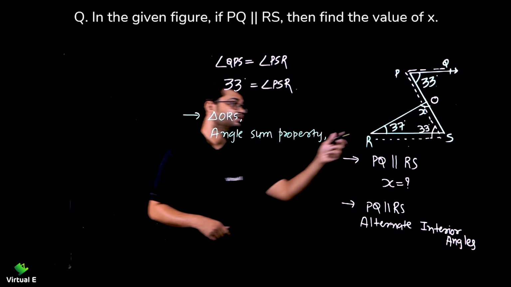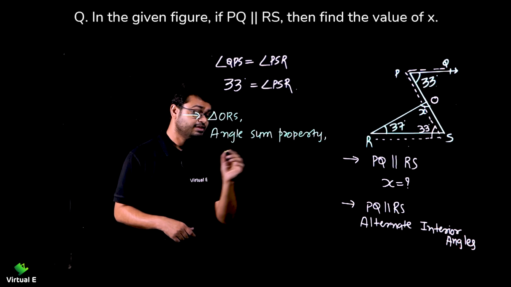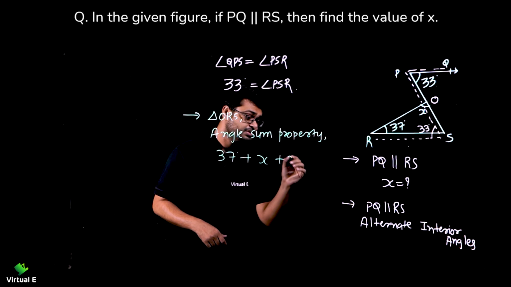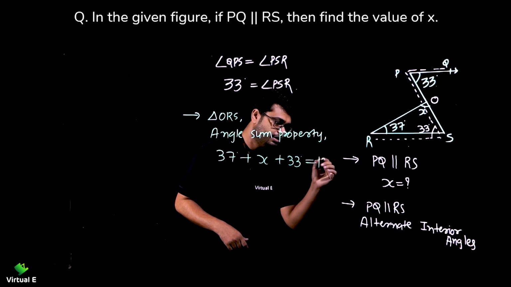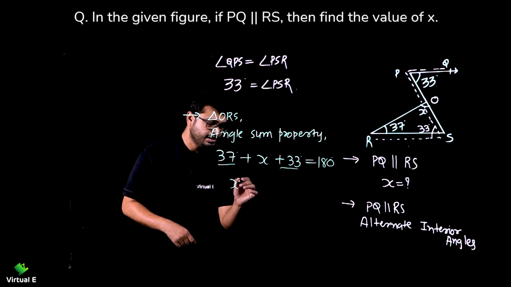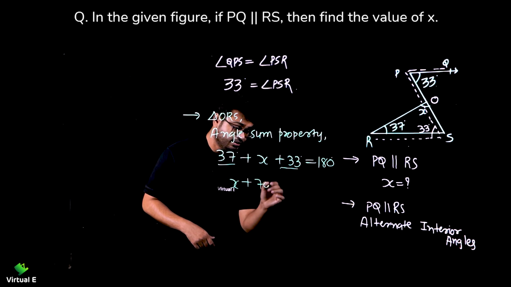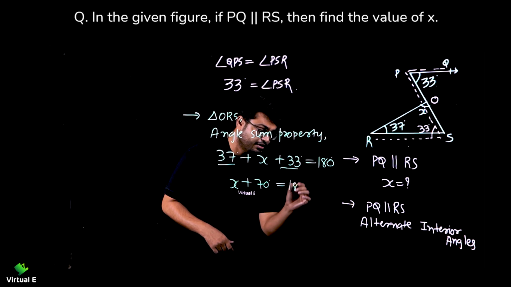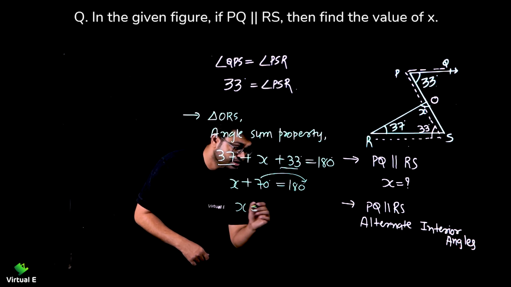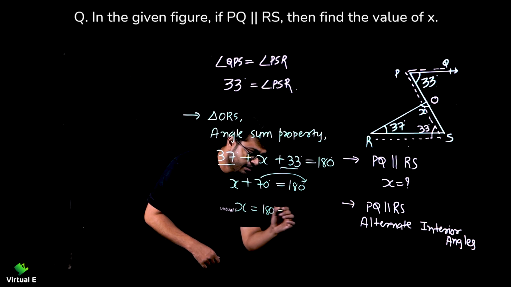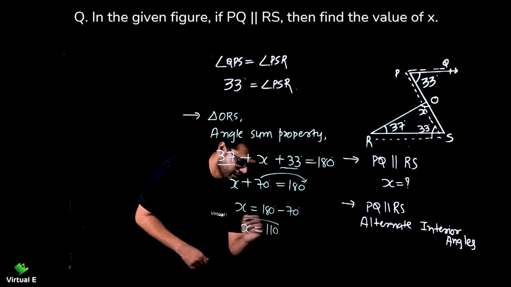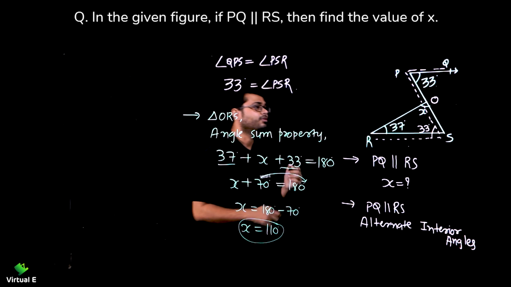Here, let's write the sum of the three angles: 37 degree plus x plus 33 is equal to 180 degree. If you add them up, let's see what we get. I think we are going to get 70 degree, and here 180 degree. Let's shift over that side. So x is equal to 180 degree minus 70 degree. So x is equal to 110 degree. So that is the value of x.